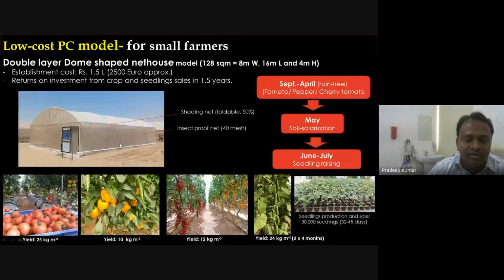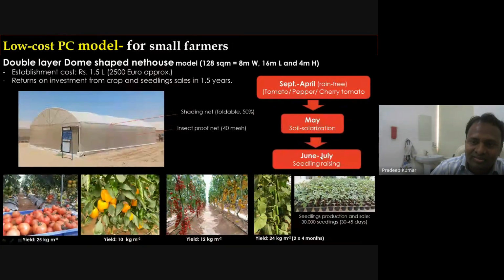And we also have one design, a low structure costing 1.5 lakh rupees, a 2-layer net house of 18 by 8 meters. We have standardized this practice: from September to April, one crop is taken, whether tomato, pepper, or cherry tomato. Then in May, soil solarization is done. In June and July, seedling production is done for open field cultivation, where chili, tomato, and several other crops are planted in June or July.